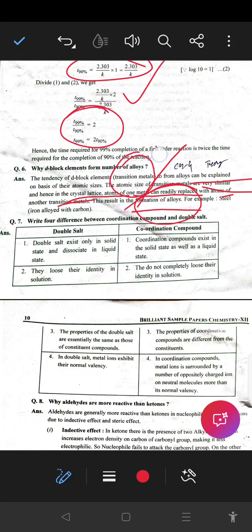So alloys are a mixing of metal plus metal or metal plus non-metal. Because the metals have the same size, they can replace each other and form the alloys. For example, steel is an iron alloy with carbon.